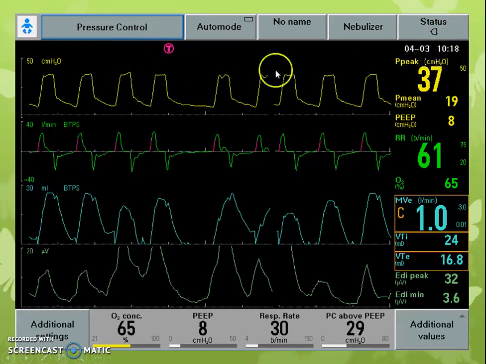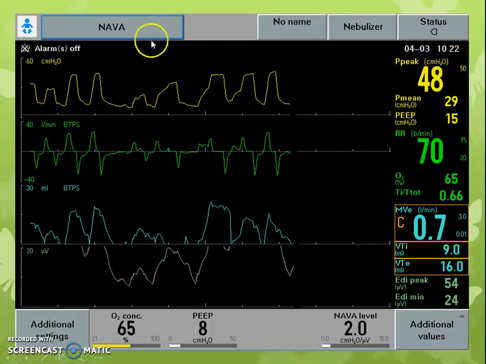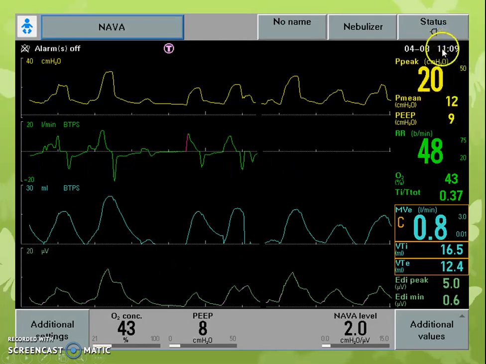Right now it's 10:18. Patient on pressure control mode, 65% oxygen, and your patient EDI peak is 32. Respiratory rate is 61, peak pressure is 37. At 10:22, we put the patient on NAVA, and the NAVA level of 2 that we picked. The peak pressure goes up, respiratory rate goes up, NAVA EDI peak goes up higher to 54. And you can see at 11 o'clock, the patient peak pressure drops, respiratory rate drops, EDI peak lower. We were able to wean the patient oxygen from 65 to 43.